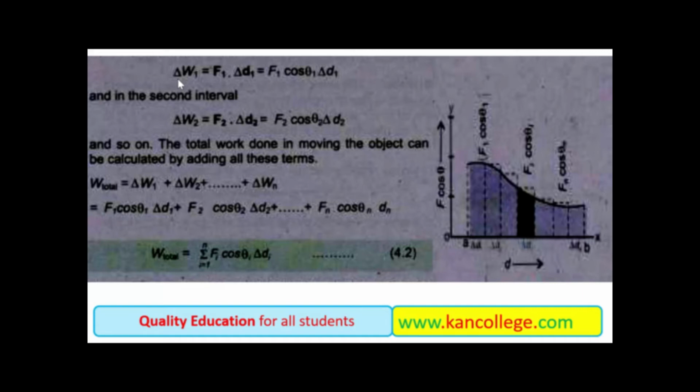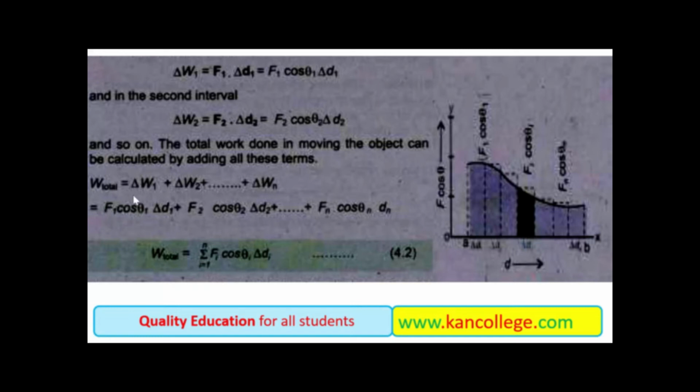We have calculated the delta W1, meaning the work done in the first patch, F1 cos of theta 1 delta D1. Similarly, in the second interval, we have calculated the area delta W2, that will be equal to F2 into delta D2, F2 cos of theta 2 delta D2, and so on.